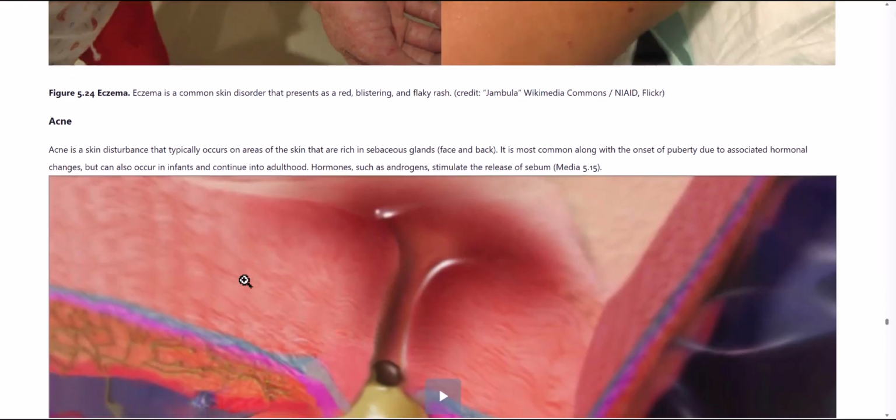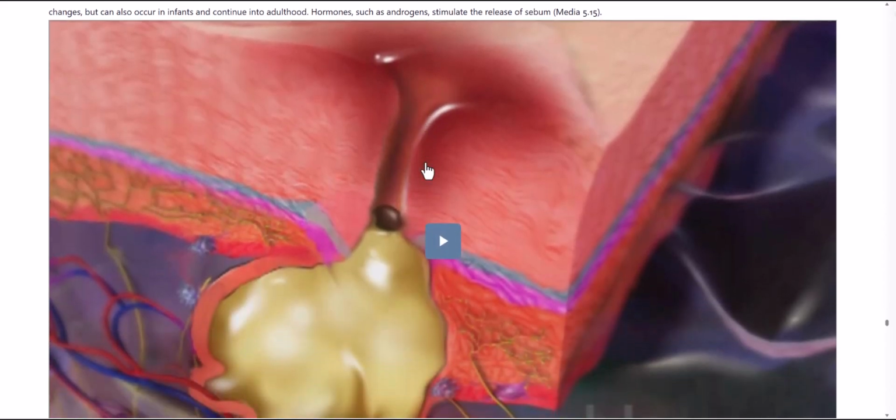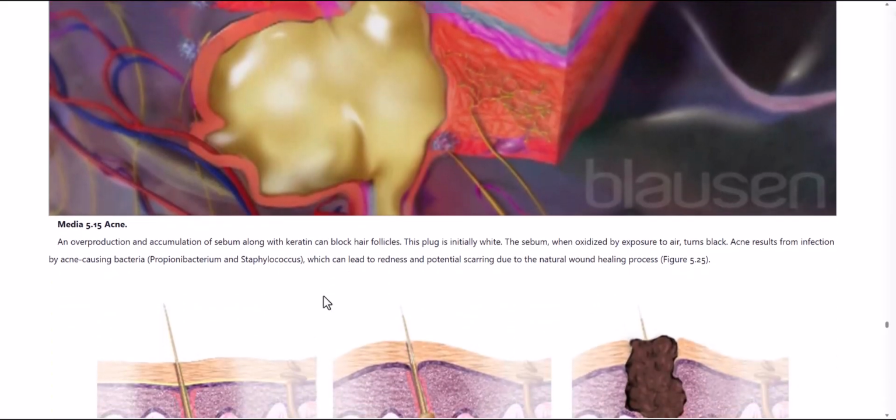There's also acne. We've all probably dealt with acne in some form or another. Acne is more prone where you have those sebaceous glands releasing the sebum, more prone on the face, on your back. You can get acne anywhere, but those are the more common places. We know that acne spikes with puberty and with hormonal changes as well. And this is a great video. It shows you that sebum leaving the sebaceous gland and going up to the surface.